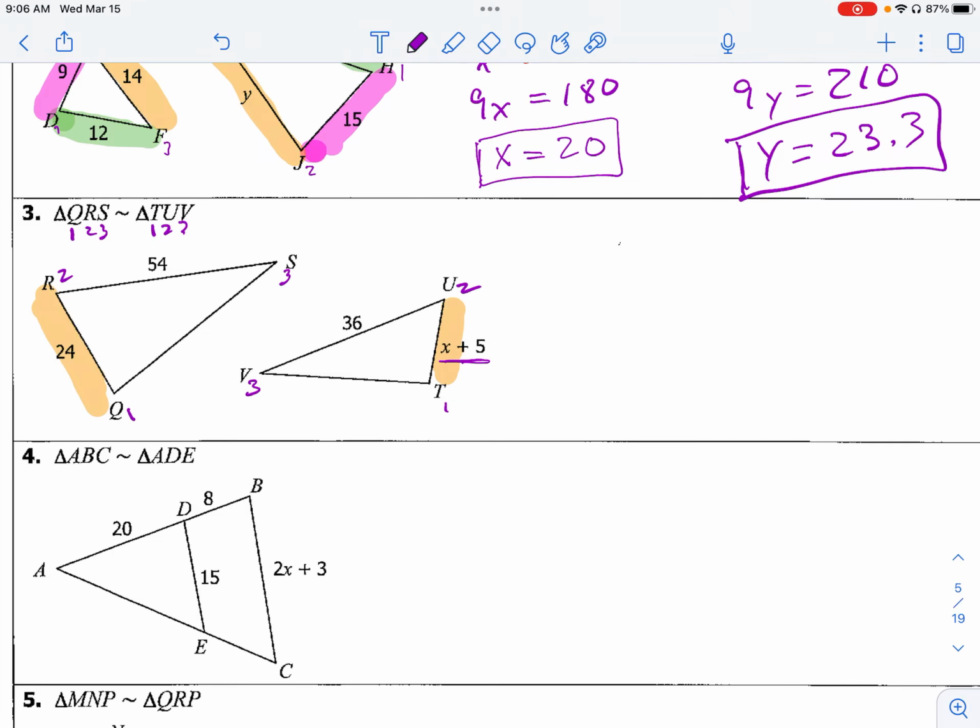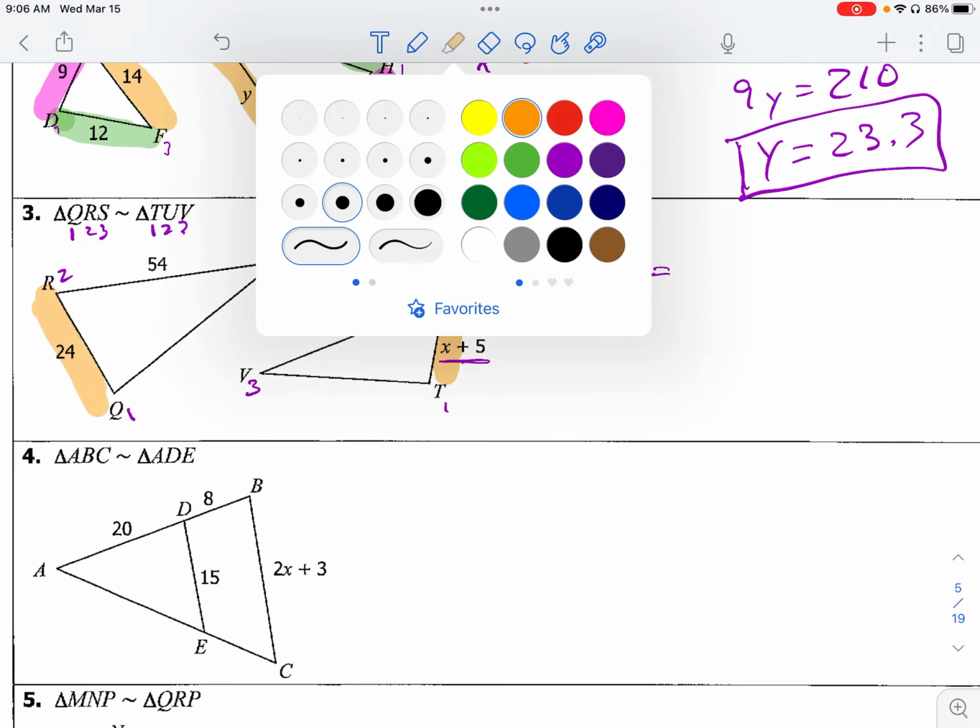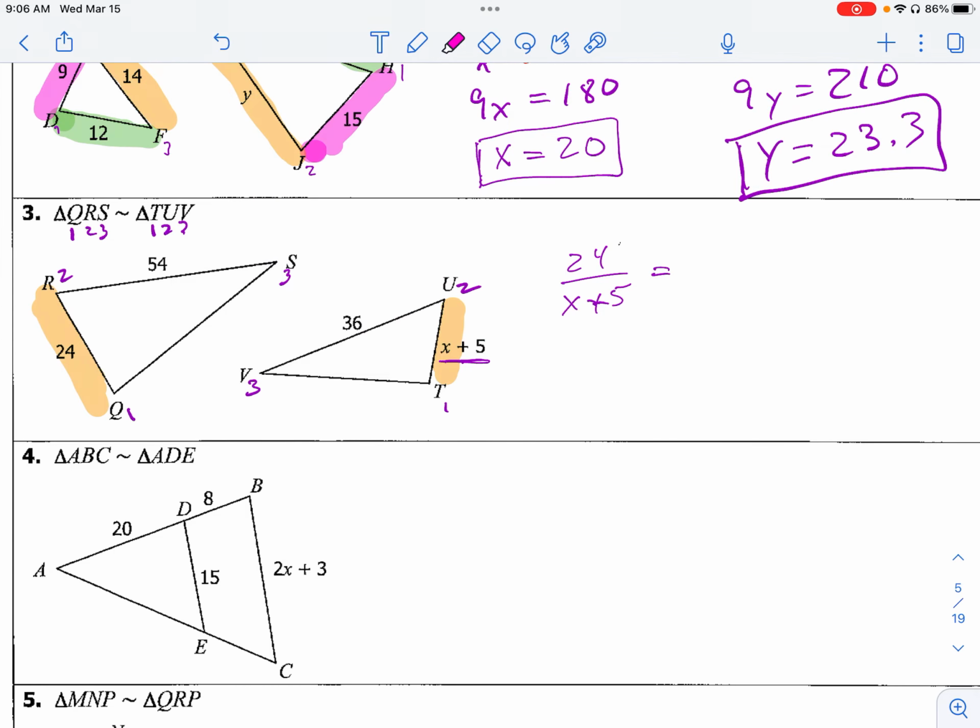So triangle QRS goes on top, so 24 over X plus 5. And notice I'm not even worrying about what it is right now. I'm just getting everything written down so I can deal with it in due course. So let's see, I need some numbers to go with it. And here I got 36 between 2 and 3. Between 2 and 3 here, I got 54, so I'm good. And I get 54 over 36.